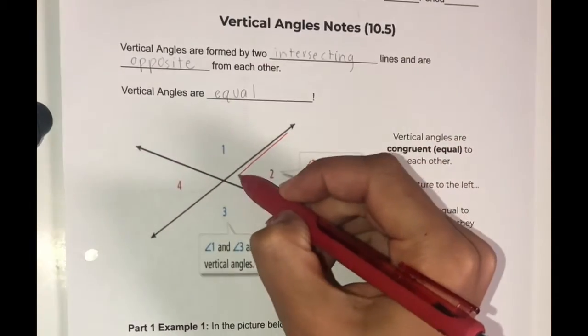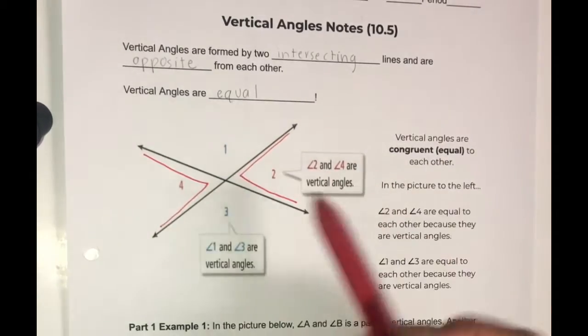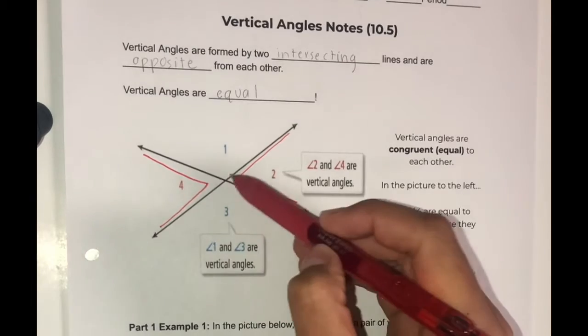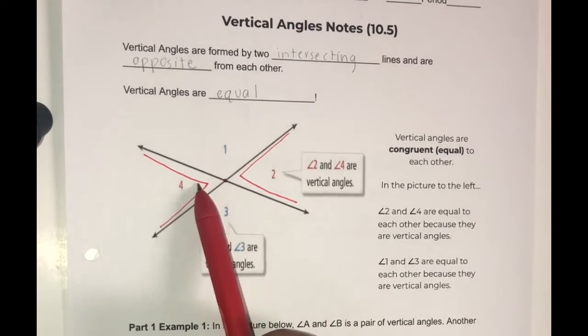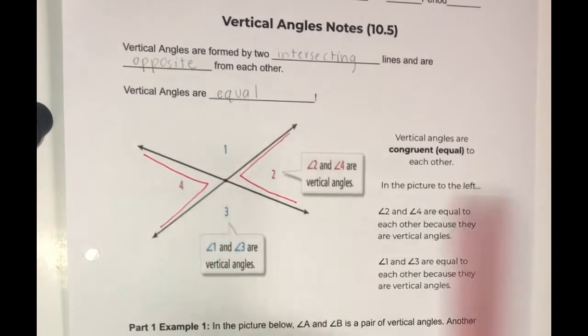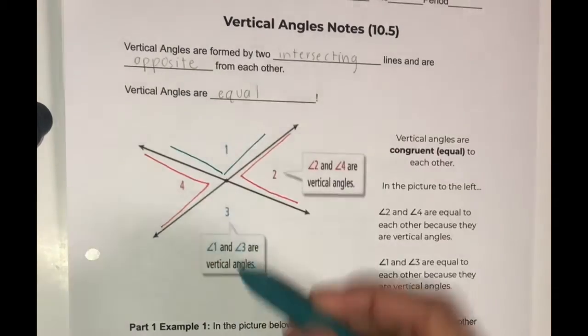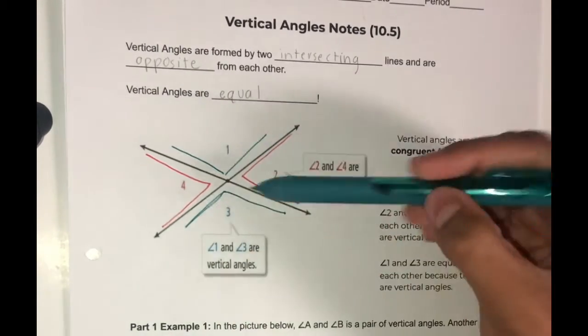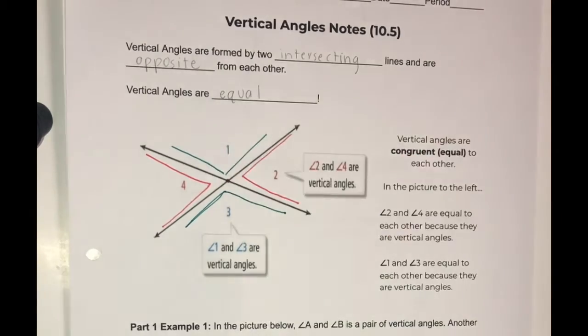Here's angle 2. Here's angle 4. They are intersecting, and they share this point, and they are across from each other. They are opposite, so they are vertical angles, meaning that they're equal. Then it says angle 1 and 3 are equal to each other because they are also vertical angles. So if we look, angle 1 and angle 3 are also vertical angles with each other. They're intersecting and they're opposite from each other.